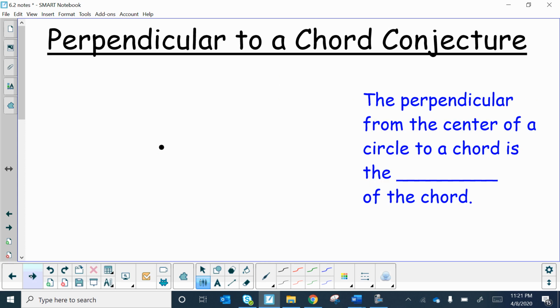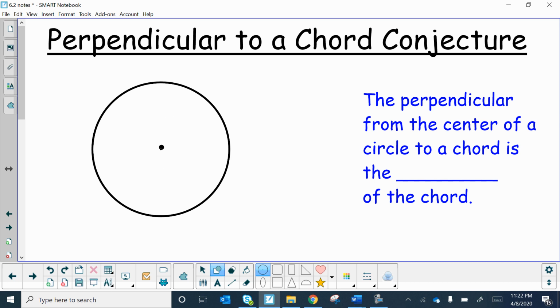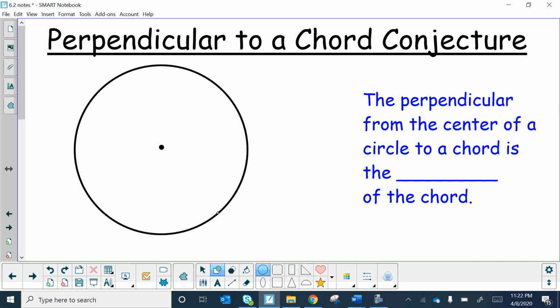All right, let's go try another conjecture. It says a perpendicular to a chord conjecture. The perpendicular from the center of a circle to a chord is the blank of the chord. Okay, so let's go ahead and draw our circle. Again, you can sketch it or you can use your compass. So we have our circle here.